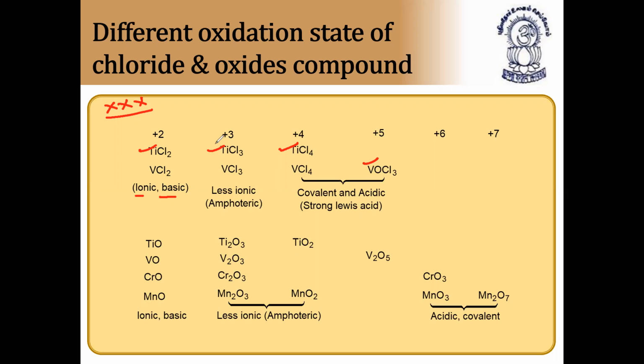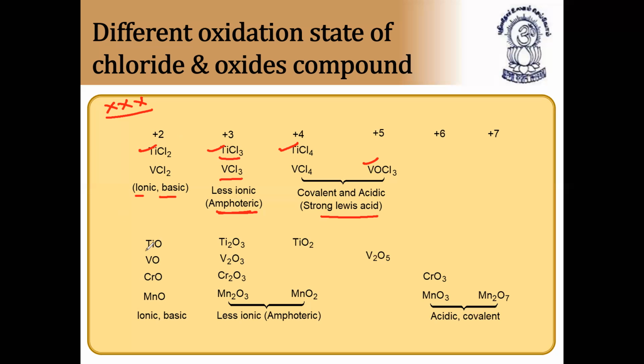And the metals in a medium oxidation number, that is plus 3, form less ionic compounds and they are amphoteric. Very, very important. They are amphoteric in nature. And the metals in higher oxidation states are covalent and acidic in nature. They are called strong Lewis acids. So this is the trend of metals with respect to halides.